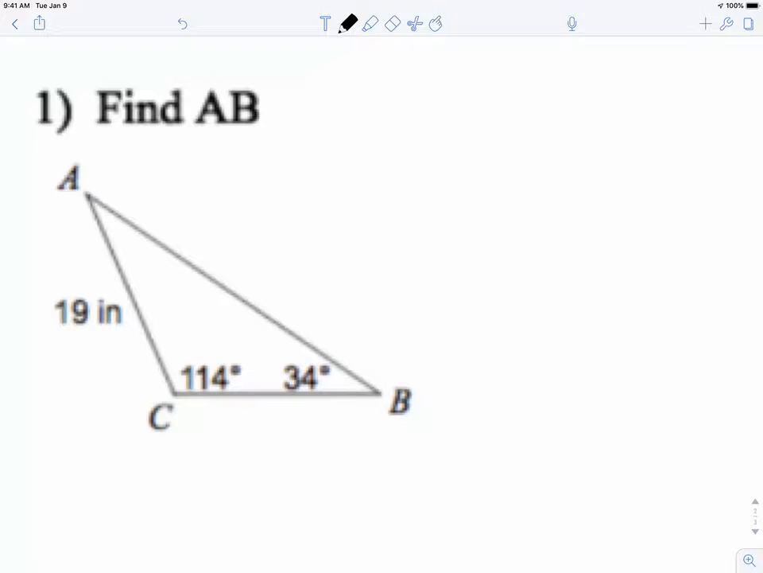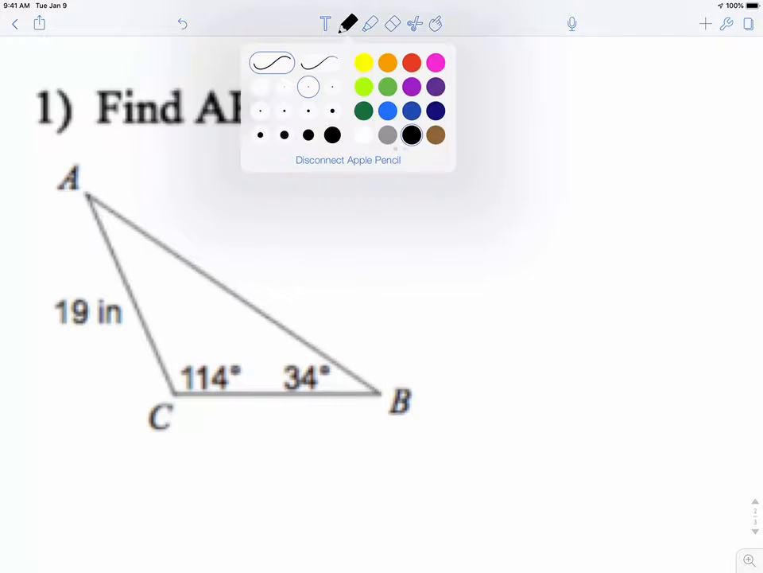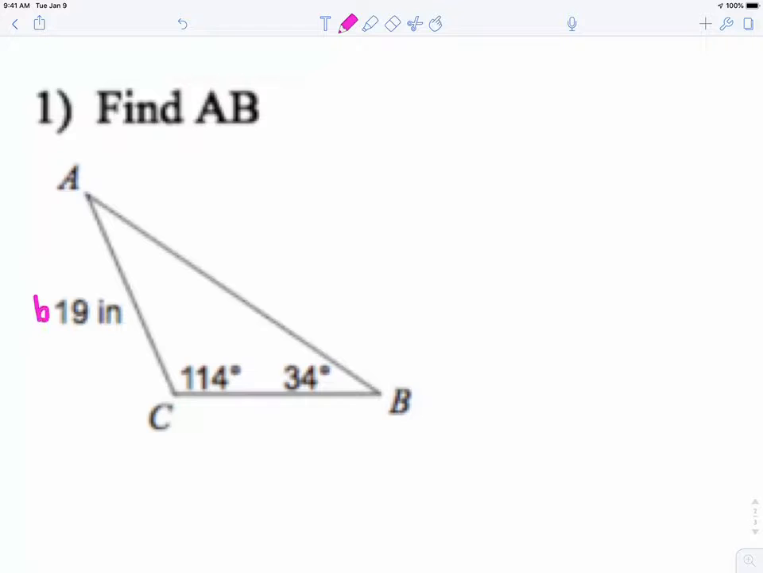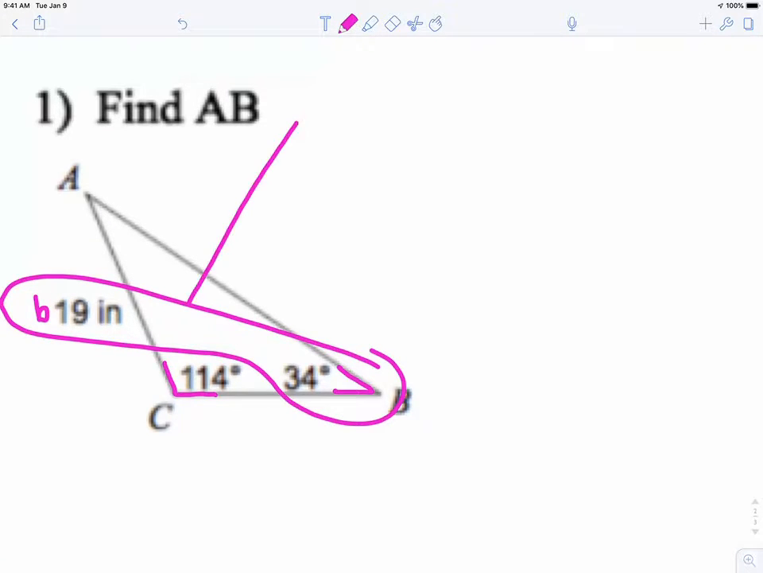We are going to start with problem number 1. And the first thing you have to ask yourself is, is this law of sines or law of cosines? Look at the problem and look at what measurements you're given. You're given the measure of side little b, angle B, and angle C. Do you have one complete opposite pair? Yes, you have both of the B's. Since we have a complete opposite pair of parts, that tells us to use the law of sines.